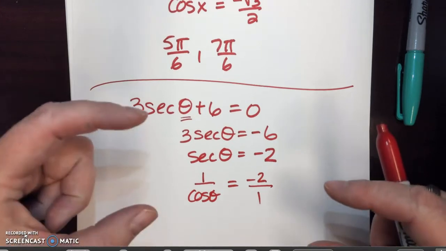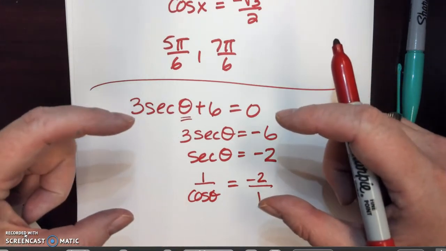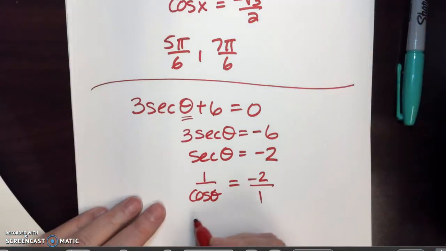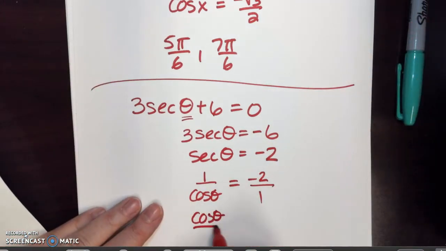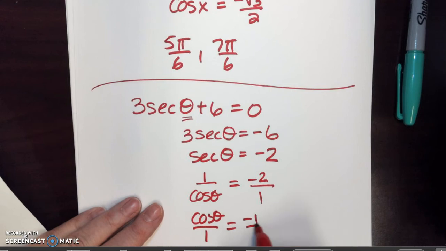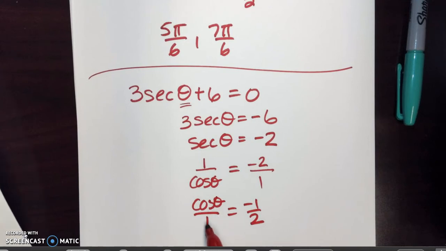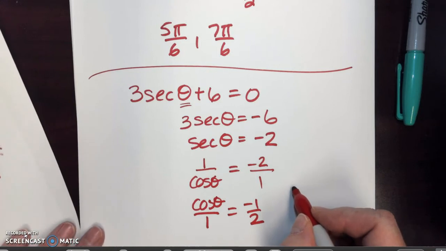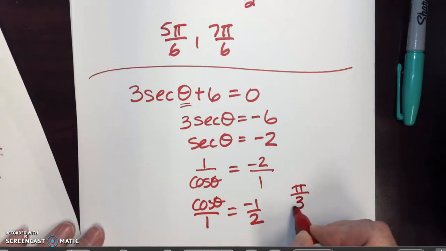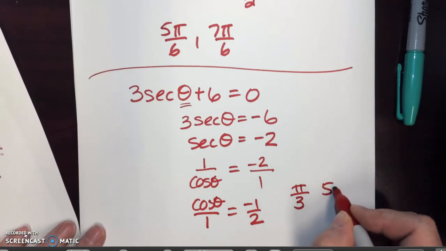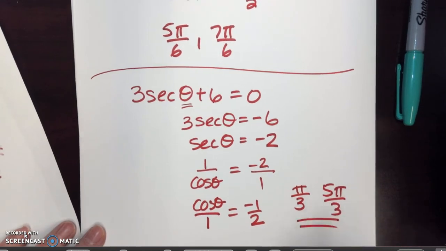And so what I'm going to do is, just like what I talked about in class, I have 2 fractions, and I'm going to flip them. So this is cosine of theta over 1, and this now is negative 1/2. And you know that there are 2 places on the unit circle where cosine of theta equals negative 1/2. We are going to be at pi over 3 and 5 pi over 3.